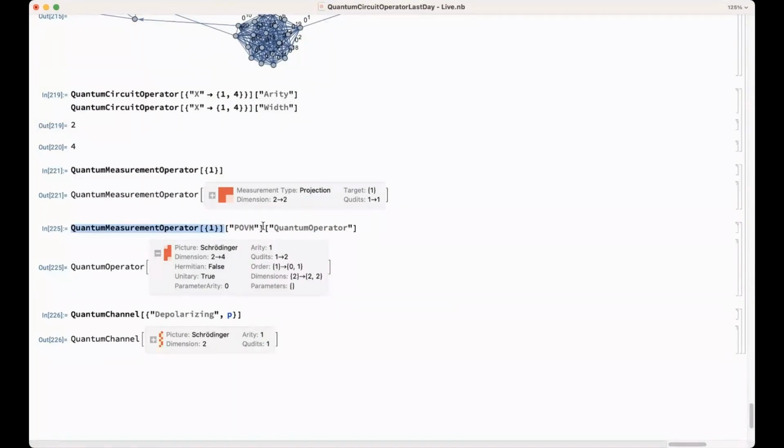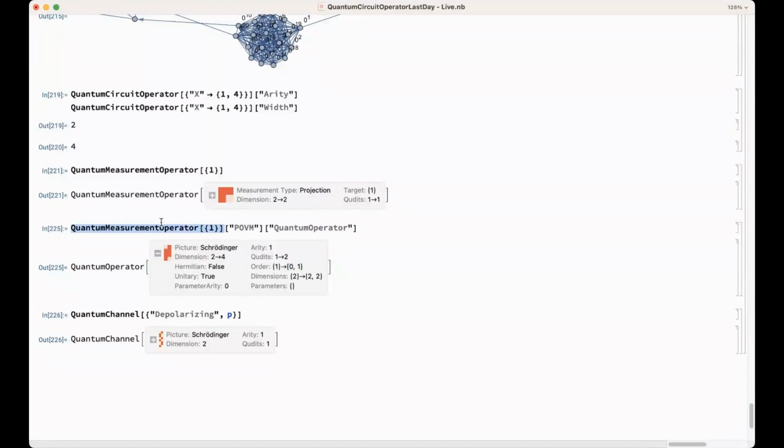If your POVM measurement is what we call a super operator, this is going to be a corresponding super operator for this measurement operator. So this is like an extra qubit, which by default, by convention, is non-positive.